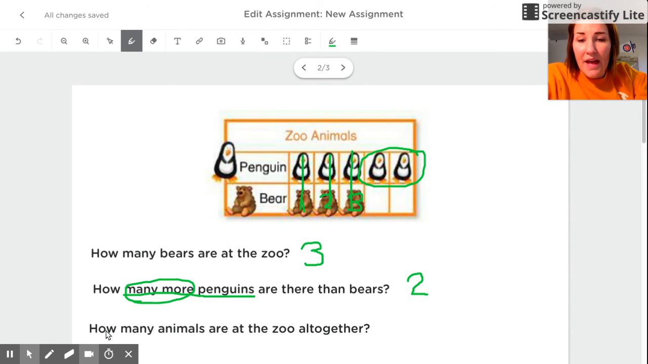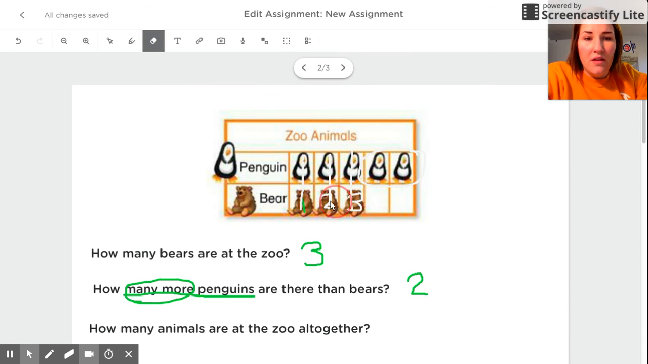All right, finally, how many animals are at the zoo all together? Now this one seems like it might be a little bit tricky, but it's really not. The data is already there. The information is already there for me on the graph.